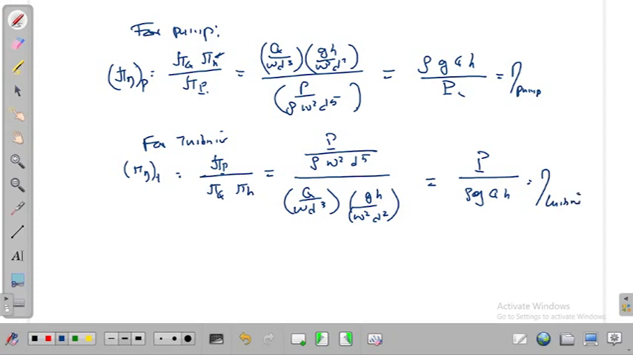So from this we can conclude that when the flow coefficient and the power coefficient are the same at two different operating conditions of a geometrically similar machine, then the efficiencies of these two machines are the same at these particular operating conditions.